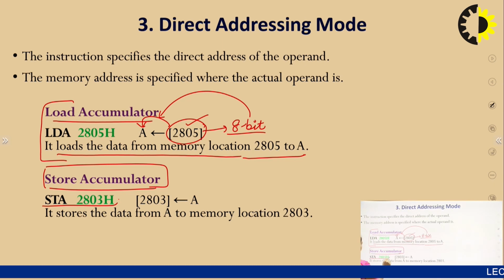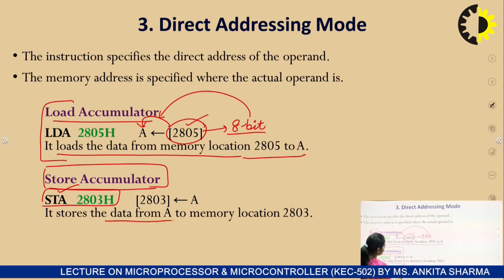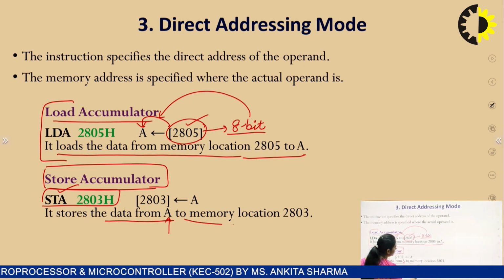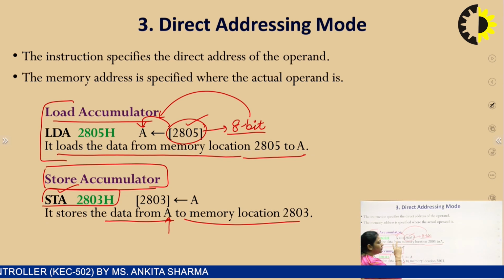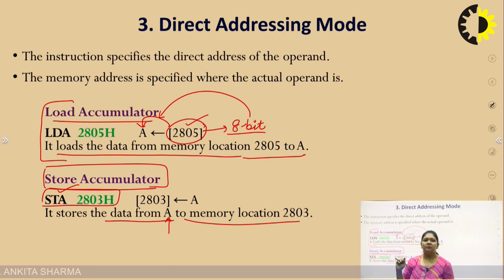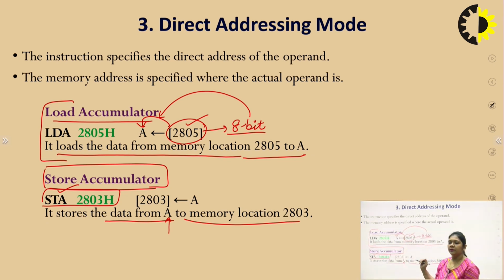And here in store accumulator, directly the address is given at which the accumulator will store. So the data of this accumulator will be stored to this memory location. So in both these instructions, the memory address is given directly, on which the accumulator will store the data and through which the accumulator will be loaded. It is given directly.